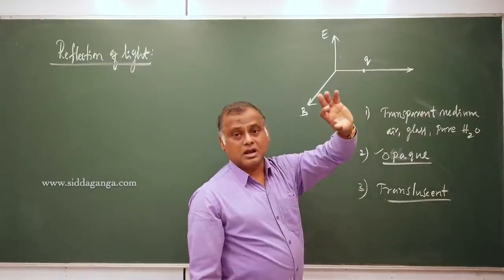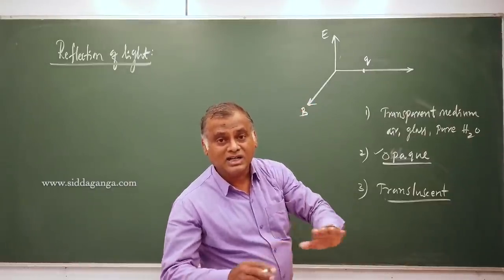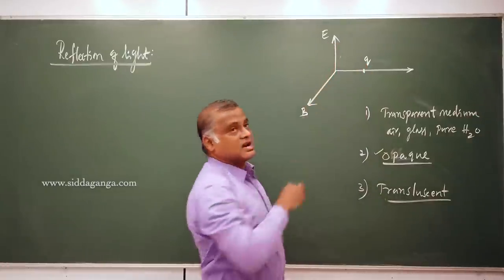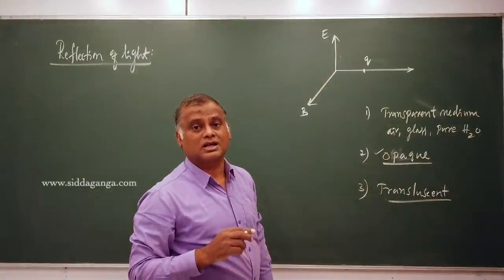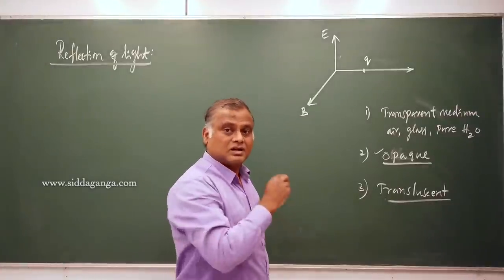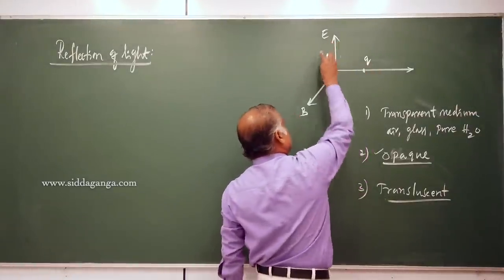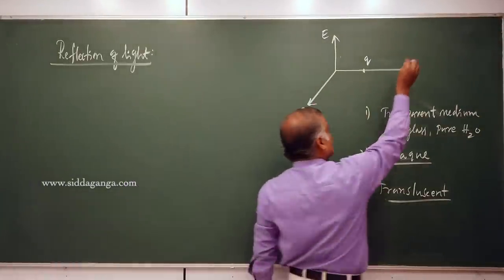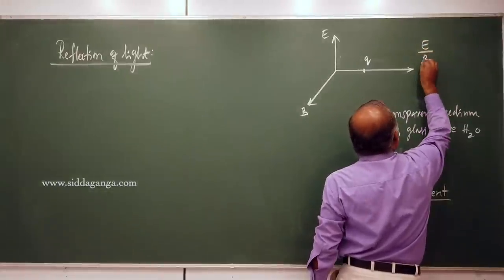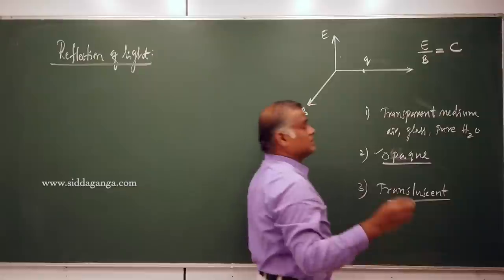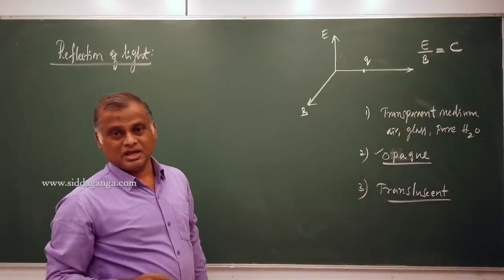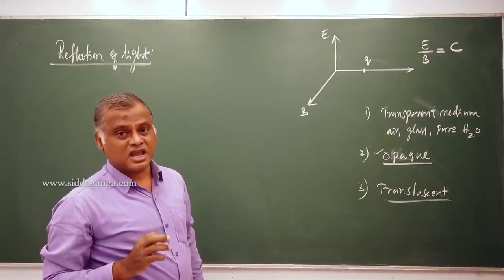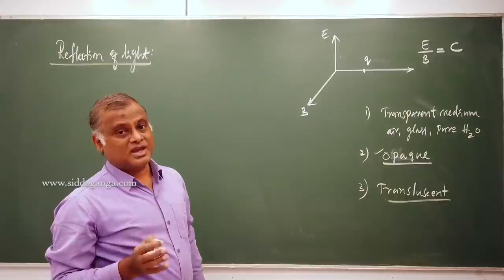And when a charge particle moves undeflected in the presence of a perpendicular electric field and magnetic field, we call that a velocity selector. And this electric field vector and magnetic field vector move in such a way that the ratio E divided by B is equal to the speed of light. E by B, where E is the strength of the electric field and B is the magnetic field.